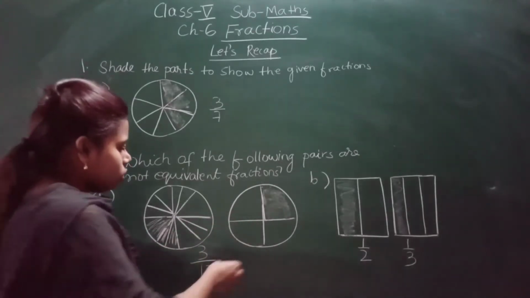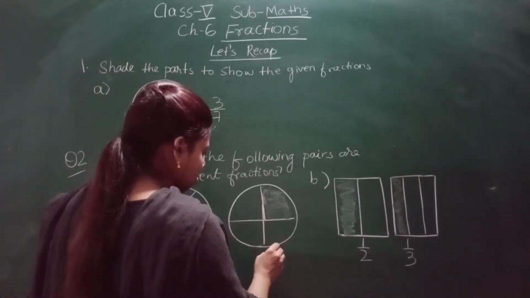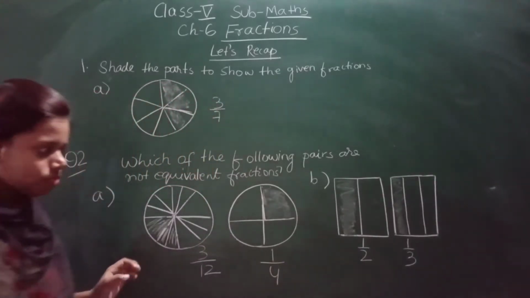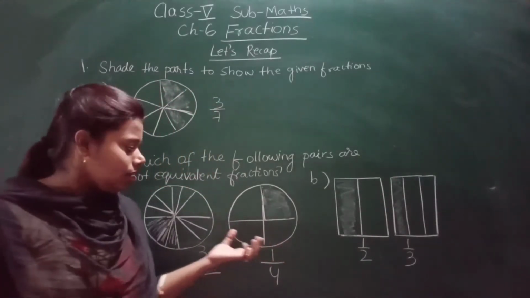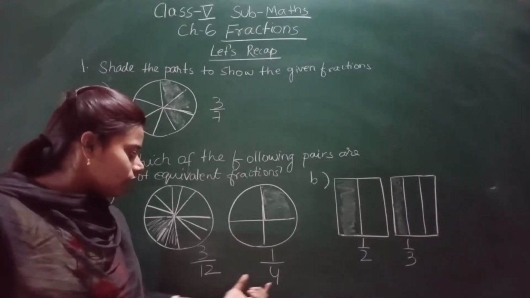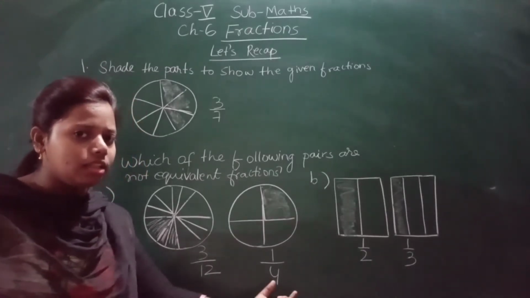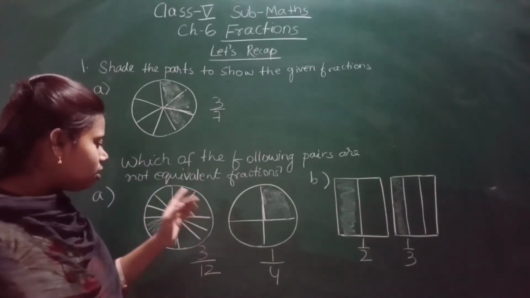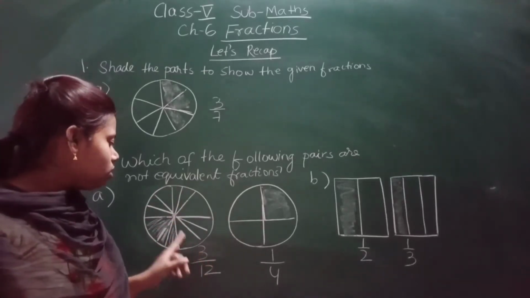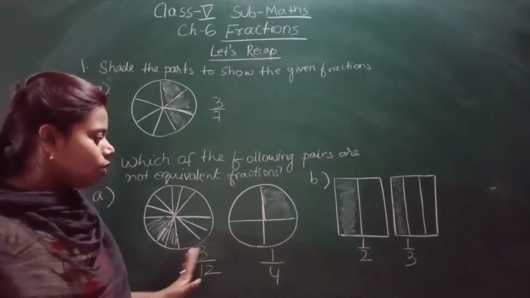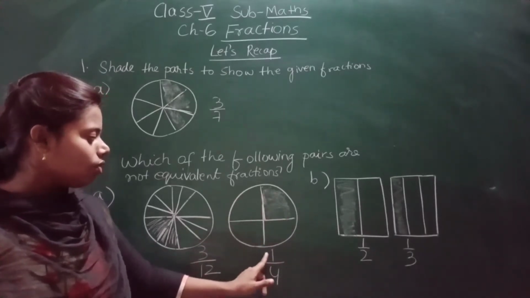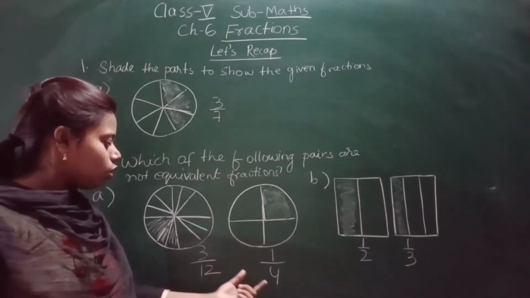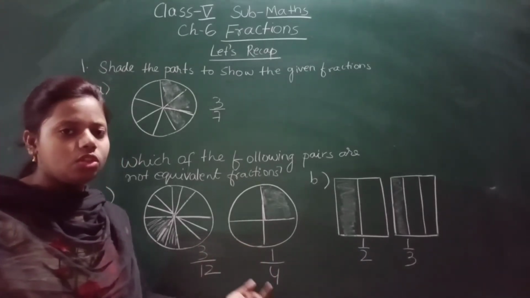Here in the question, the fractions will be 3 by 12 and 1 by 4. They are asking: are these two fractions equal? Are they the same? Here 12 is written, that means there are 12 parts, out of which 3 parts are colored, shaded. And here there are 4 parts in total, and out of that 1 is colored. So is this equal? You may think no, they are not equal. This is 3 by 12, this is 1 by 4.